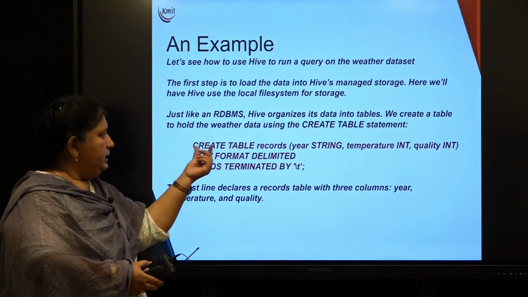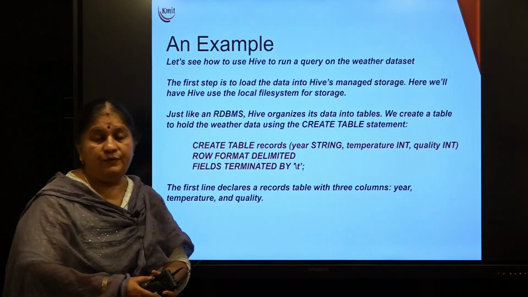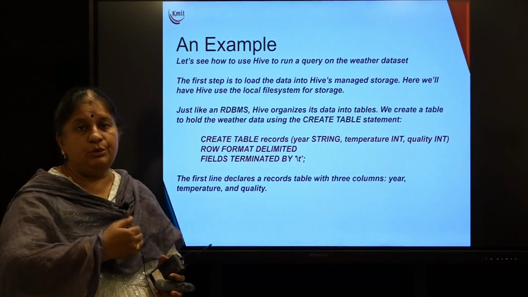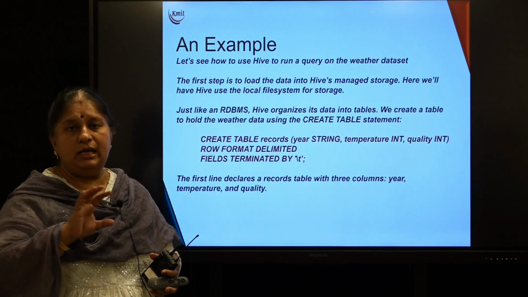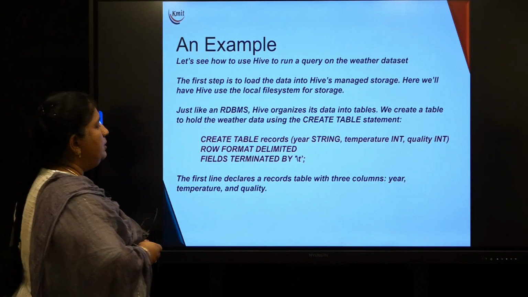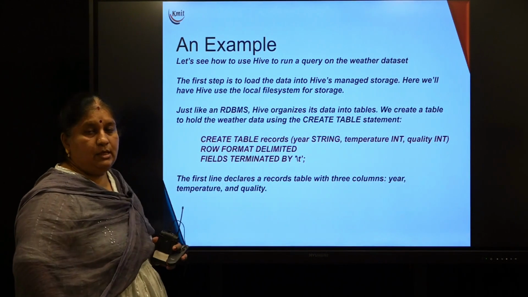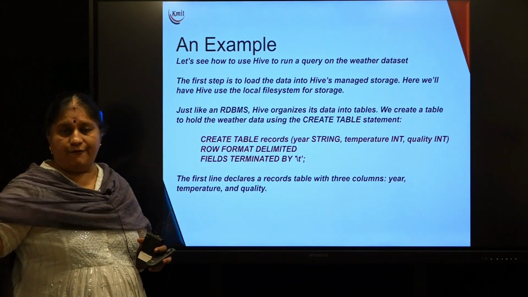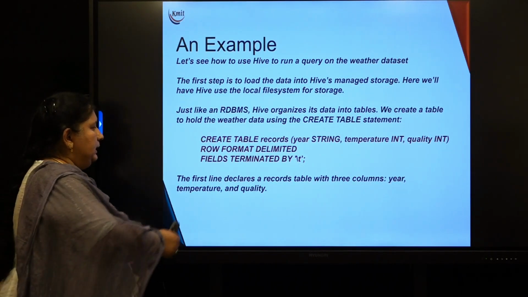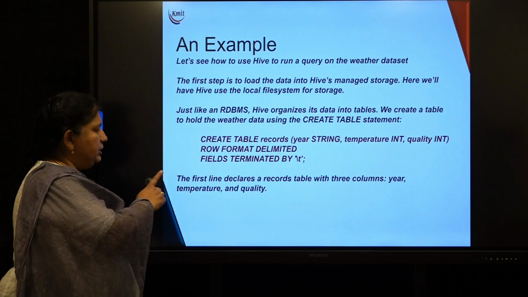Then, after the create statement, what else is to be given? Row format delimited. What do we mean by this? Whenever I am trying to store this data, how it will be stored, I will show you. Row format, every row will be delimited. I have separators between the fields. If you are specifying this, what are the field separators? Fields terminated by tab space. So, this file is a tab separated file. Just like we have CSV files, this is a tab separated file. The first line declares a records table with 3 columns: year, temperature and quality.